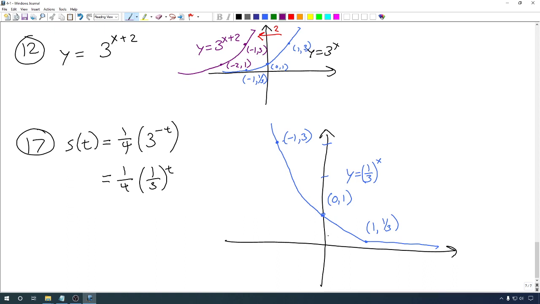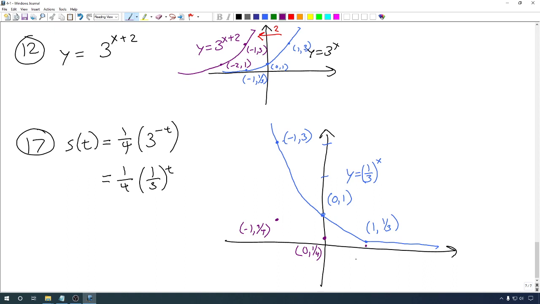So at 0, instead of 1, we're now going to have (0, 1/4). And let me put it down here. (0, 1/4) is that point there. At -1, instead of having a y value of 3, it's now going to be 3/4. It's actually lower than this point over here. So we have (-1, 3/4). Instead of (1, 1/3), the 1/3 is going to be multiplied by 1/4. 1/4 of 1/3 is 1/12.